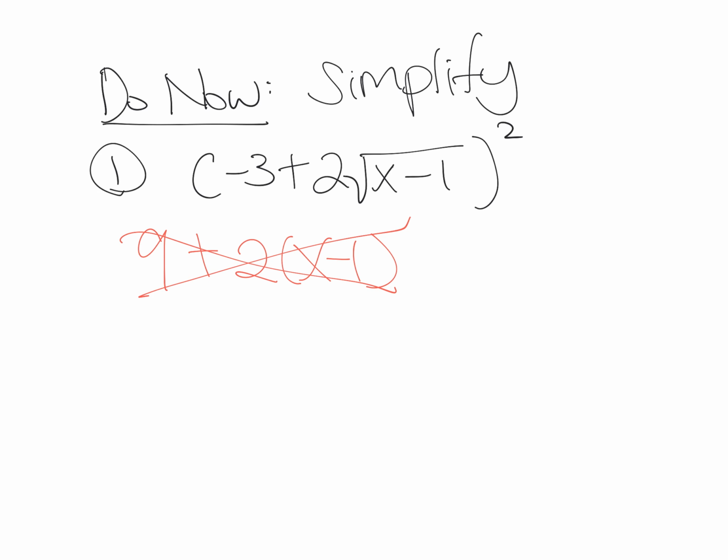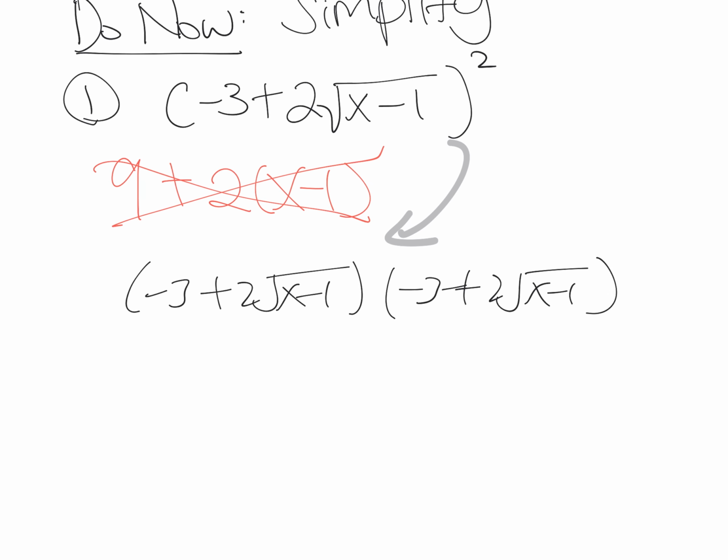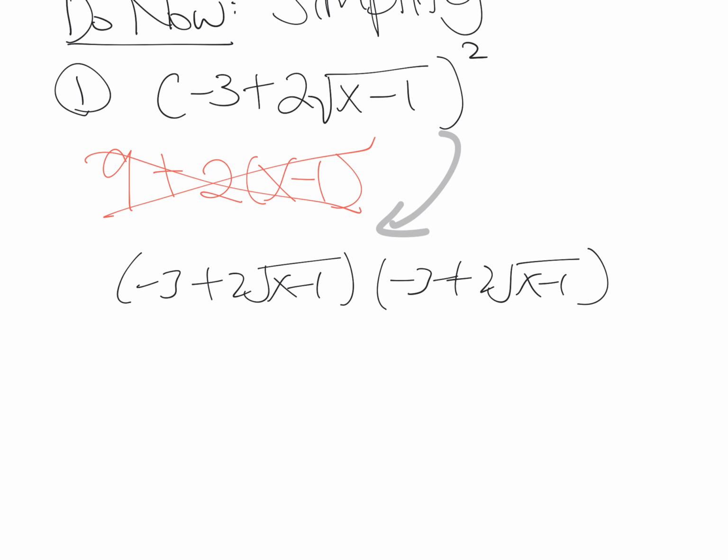I will actually write this out in expanded form, and it looks like -3 plus 2 root x minus 1 times -3 plus 2 root x minus 1. And now, it's very obvious that we probably need to do some distributing, foiling, box method, however you want to call it. So let's just go ahead and do that. -3 times -3, that gives me 9. -3 times 2 root x minus 1, -6 root x minus 1.